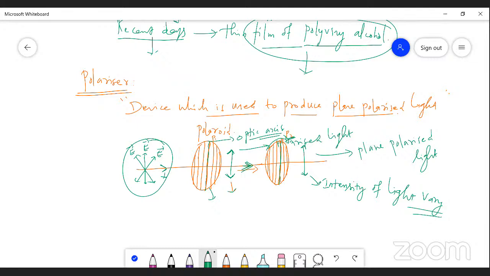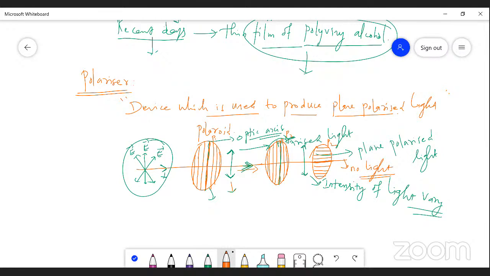If exactly the second polaroid optic axis is perpendicular to the first polaroid optic axis, in that particular direction of orientation, see like this, the optic axis is perpendicular. This is the optic axis. See, the first polaroid optic axis like this, the second polaroid P2 optic axis like this. There is no light coming out from the second polaroid.